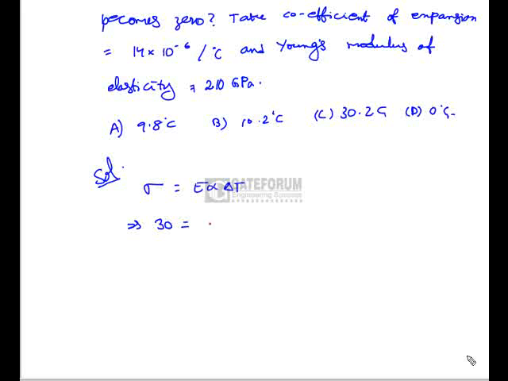So here the pre-stress is given by 30 megapascal, and Young's modulus of elasticity is 210 into 10 cube Newton per mm square, into alpha is 14 into 10 power minus 6 per degree centigrade, into the increased temperature, that is T minus the initial temperature 20. On solving this equation, we get T is equal to 30.2 degrees centigrade, and the correct answer is C.